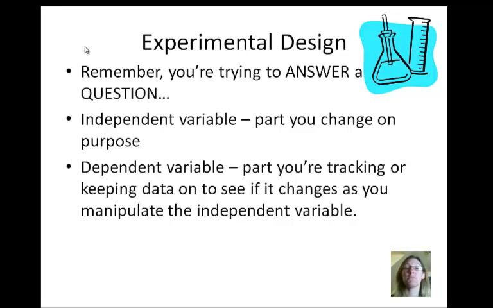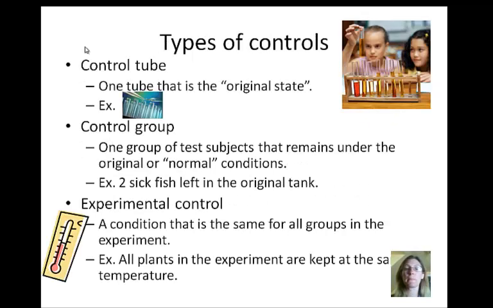The independent variable is the part that you're changing on purpose to see if it has an effect on the dependent variable. There are different types of controls that you want to understand before you impose controls on your experiment. Sometimes in an experiment there's a control tube. That means that you're going to leave one tube alone with just the original chemical inside of it and use that as a basis for comparison.